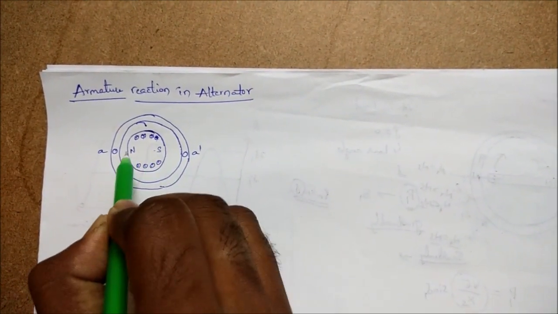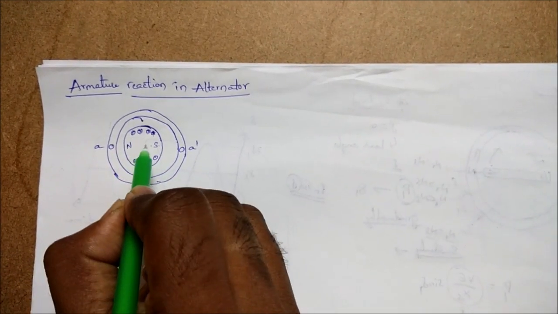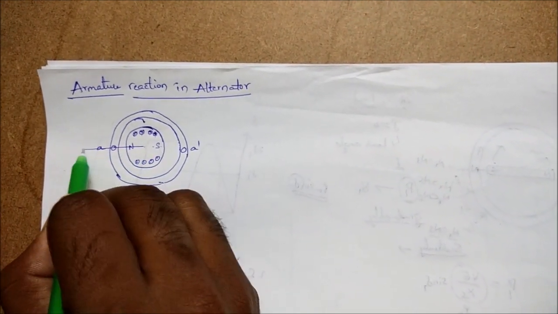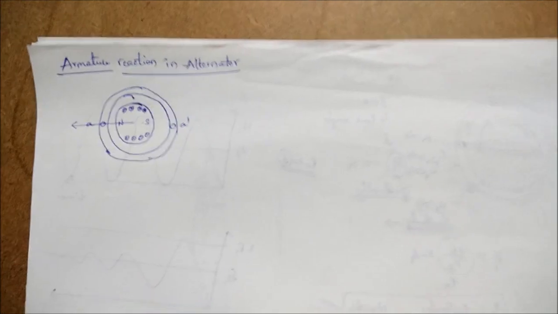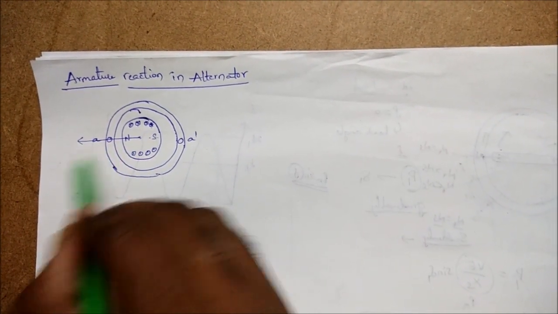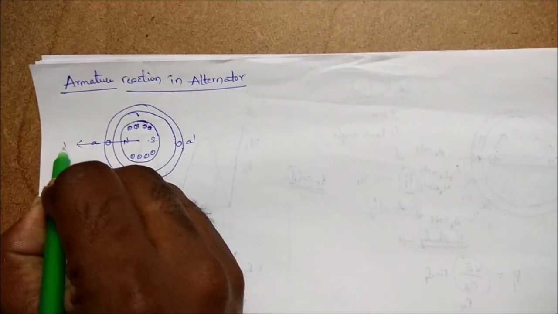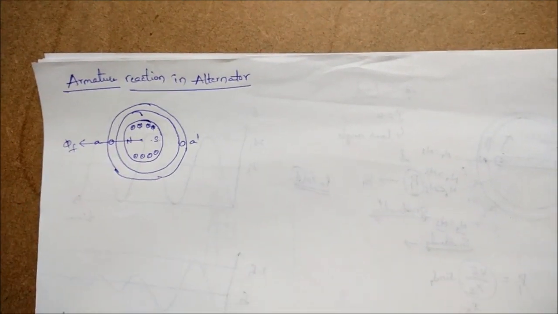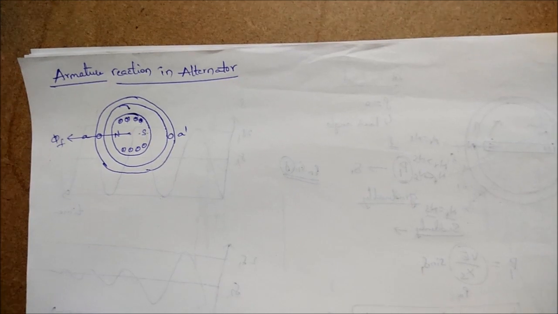North pole here and south pole here are produced, therefore the direction of the flux will be like this. The direction of the rotor flux, that is the field flux, will be like this. That is phi f. Let us assume this is phi f.